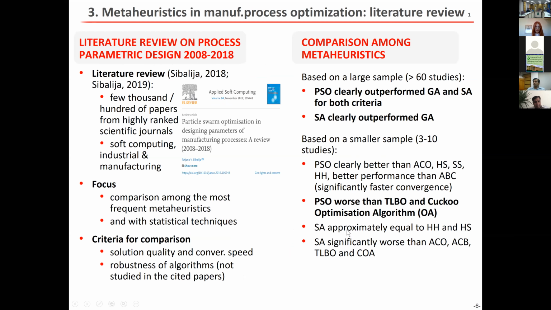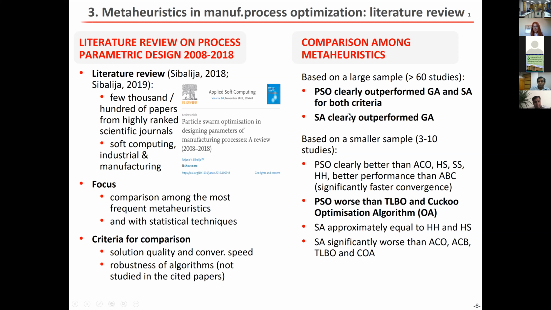Last year, I published a paper in Applied Soft Computing, where I performed a huge literature review on the role of meta-heuristic algorithms in optimizing manufacturing processes. I found that the genetic algorithm is the most frequently used one. However, it is not the most efficient one. These are findings from several hundred papers, even more.